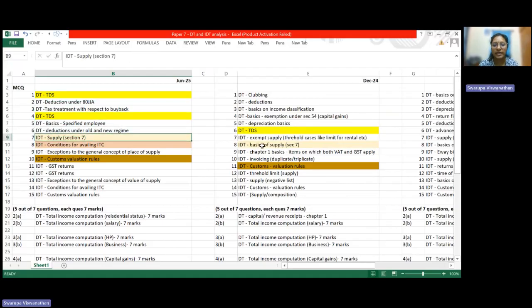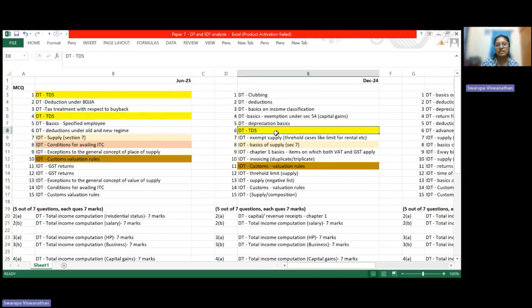Then with respect to supply, under IDT, supply is one of the most important sections. And if you study that section for sure, at least 2 to 3 marks you will get in the exam. Then under DT, deductions, threshold limits of deductions, threshold limit for ATC, ATD, what is the threshold limit with respect to gifts, what is allowable, what is not allowable.